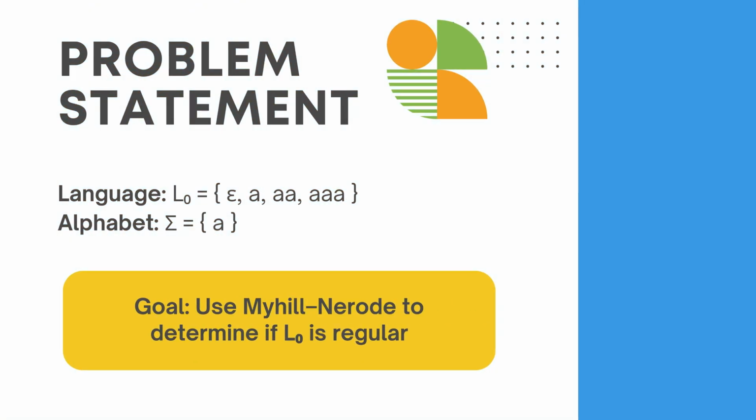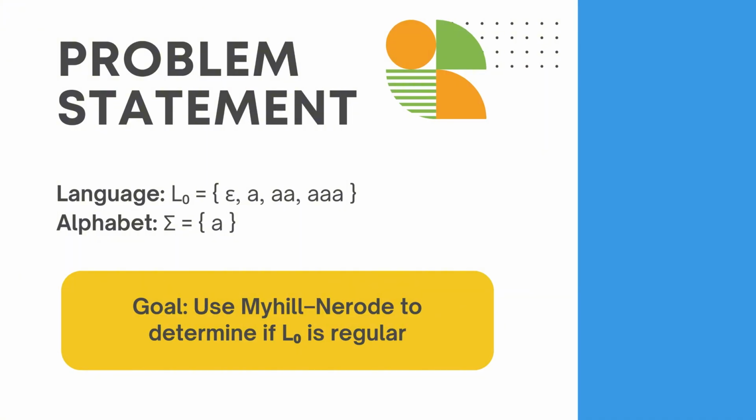The given language is L sub 0, which contains only 4 strings: the empty string epsilon, the string A, AA, and AAA. Our alphabet sigma is equal to {A}, and our task is to determine whether this language is regular using the Myhill-Nerode Theorem.